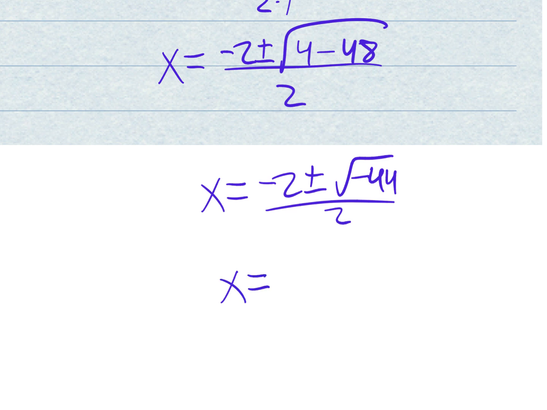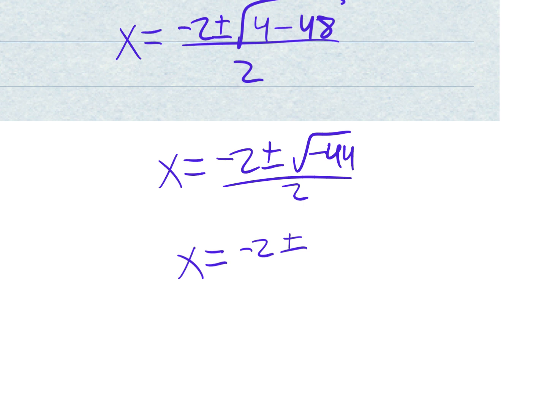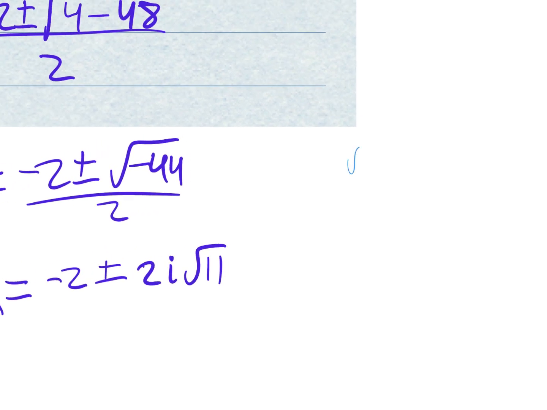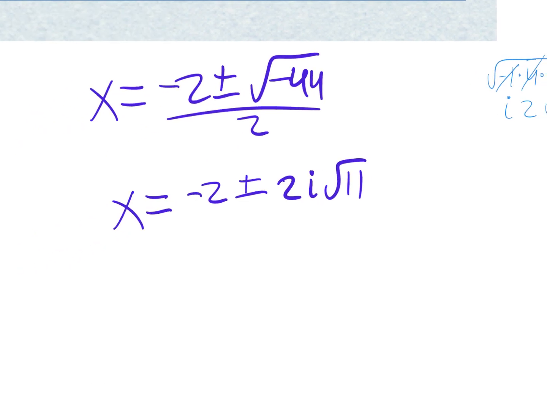So we get x equals negative 2 plus or minus, and then you can take out the i, and you can also take out a 4, so it becomes 2i square root of 11. If you're not okay with how I did that, the square root of negative 44 is the same as the square root of negative 1 times 4 times 11. And then the square root of negative 1 becomes i, the square root of 4 becomes 2, and the square root of 11 just stays square root of 11. All right, and then you want to put this over 2.